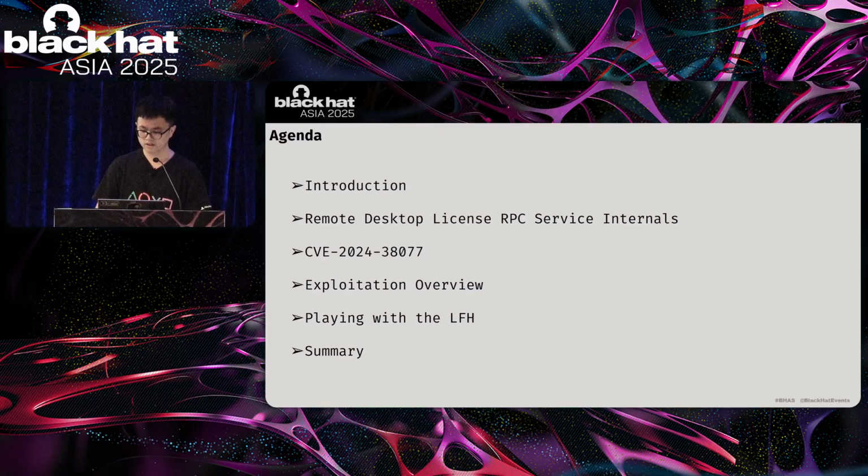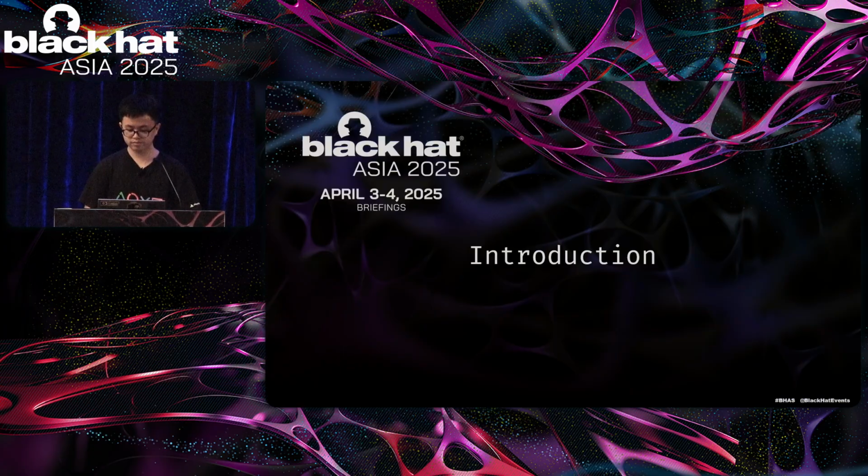Here is the agenda of our talk. First, we will give an introduction. Then we will talk about the Remote Desktop License RPC service internals. After that, we will review the heap overflow bug, CVE-2024-38077, in RDL. Next, we will present the exploitation and how to play with the LFH. In the end, we will give a summary.